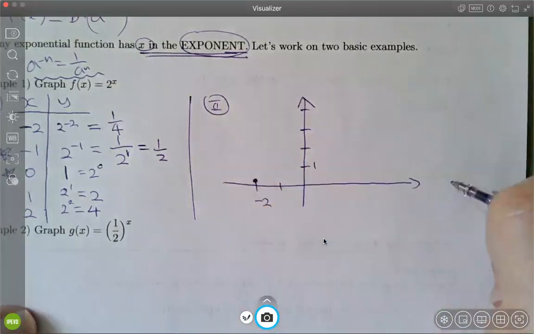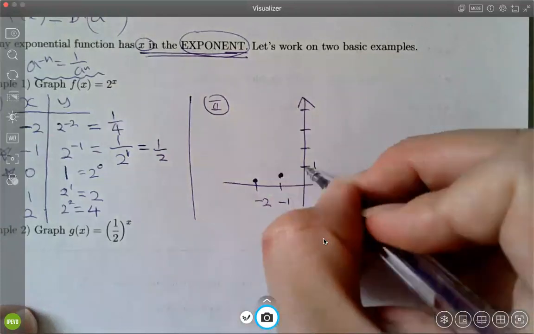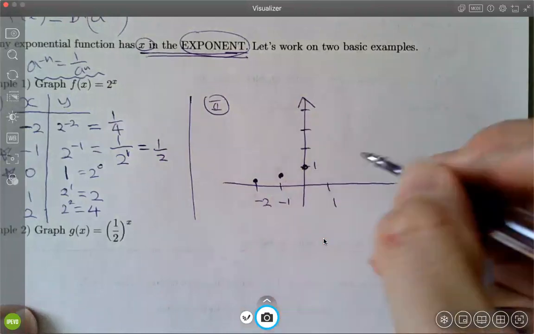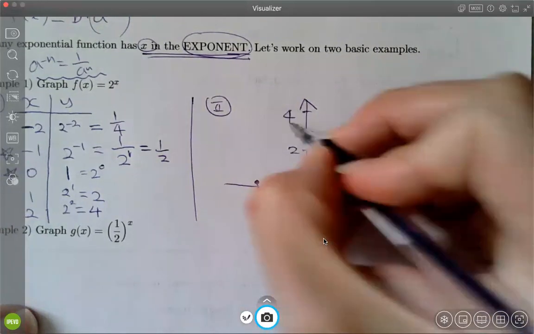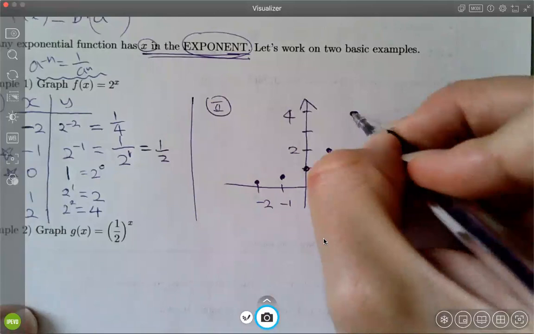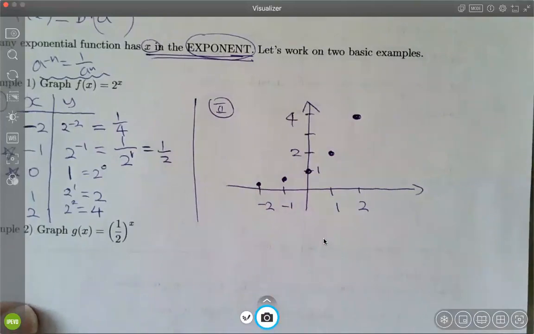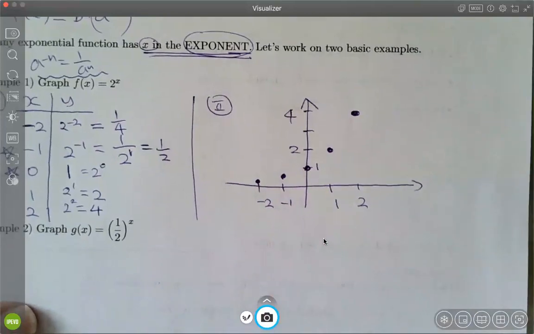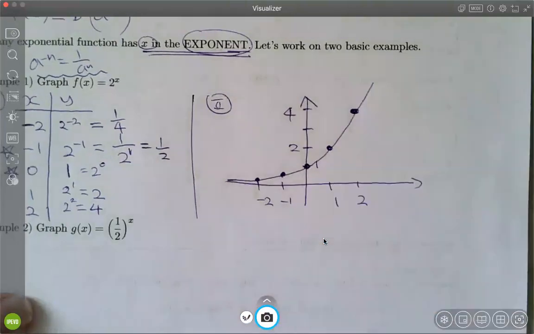And then negative 1, 1/2 will be somewhere here. 0, 1 is here. And then 1, 2 is here. And then 2, 4 is up here. Okay, so now based on how these 5 points are lined up, they are not part of a line, right? Rather, it is a curve. And the curve looks like this. Okay, so that's the graph of 2 to the power x.